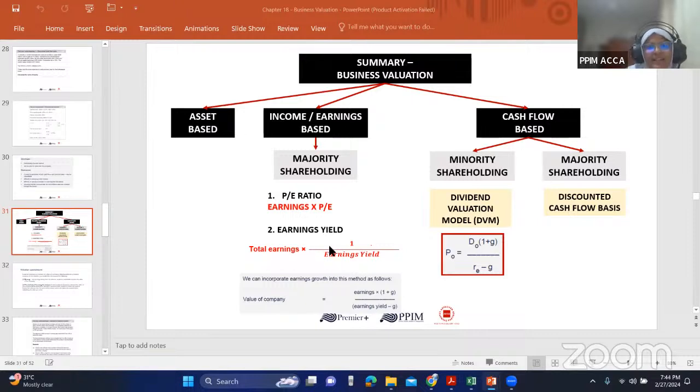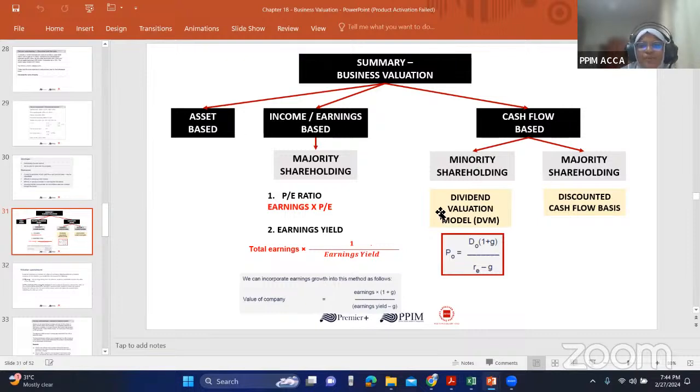Okay, so the total earnings is multiplied by 1 over earnings yield because it is earnings into PE. Since this is a reciprocal, it becomes 1 over earnings yield. Okay, and if we want to incorporate growth in earnings also, we can do that using this particular formula. That is the income or earnings based method.